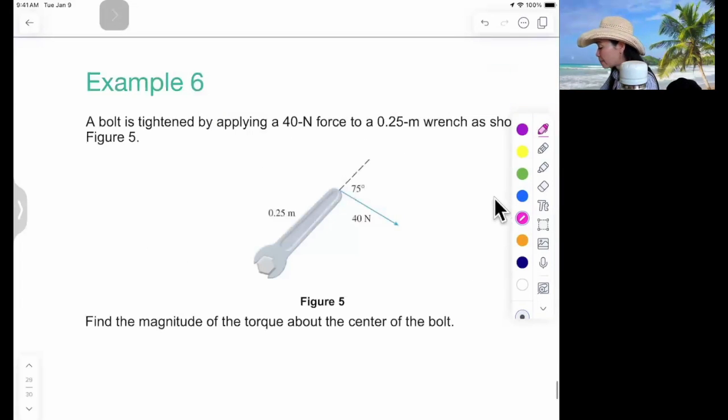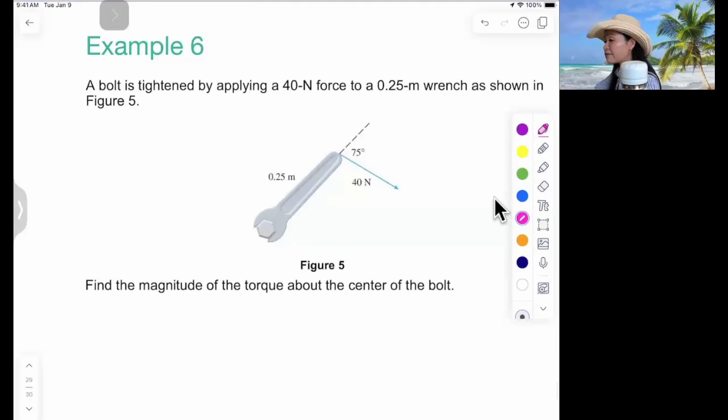Now let's try this example right quick. Can you find the magnitude of the torque about the center of the bolt? So the center of the bolt is here. This is the force. This is the angle between them. This is the arm. Can you guys try this for a moment? Sine theta. Yeah. Let's write down the formula.